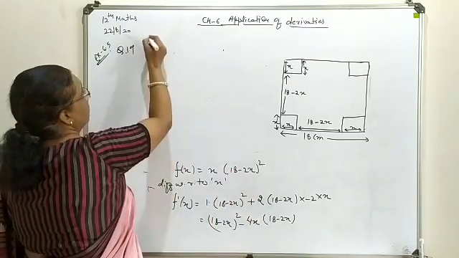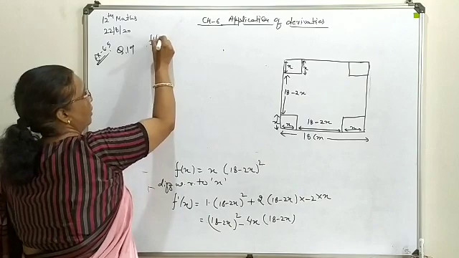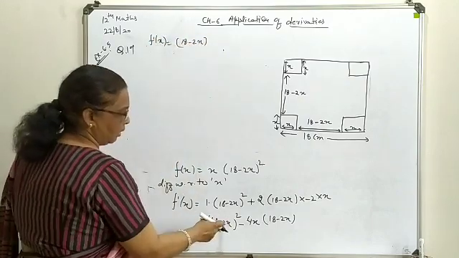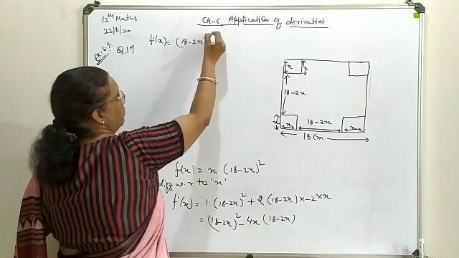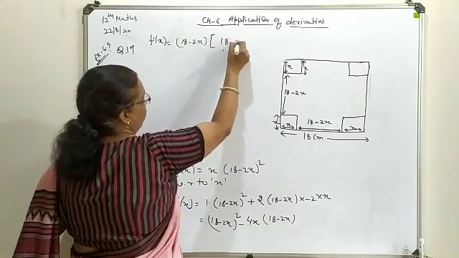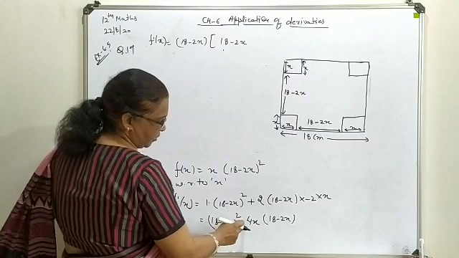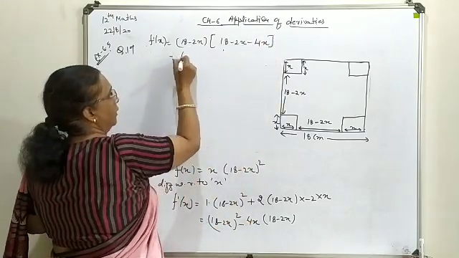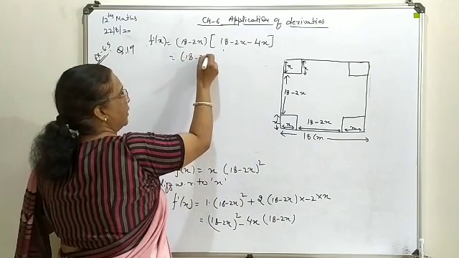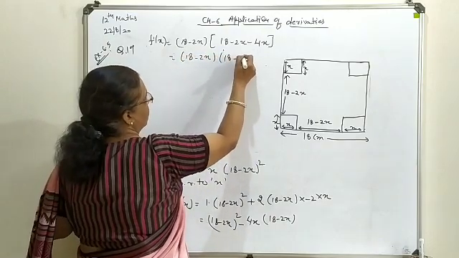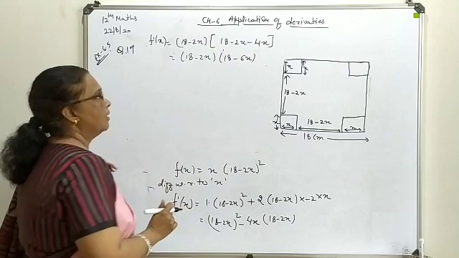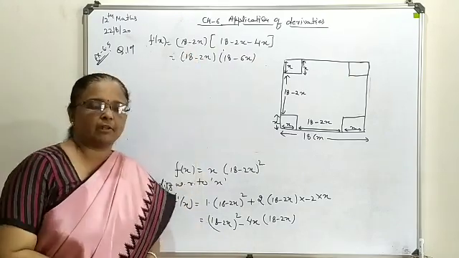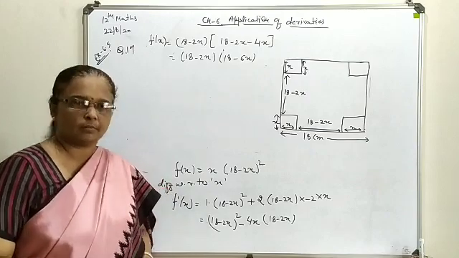Now from here you can say 18 minus 2x is a common bracket. In both it is contained. Inside the bracket what we are having? 18 minus 2x minus 4x. So finally, the first derivative we are having is 18 minus 2x and 18 minus 6x. It is available for the second derivative, but before that we try to find out the possible x solution.